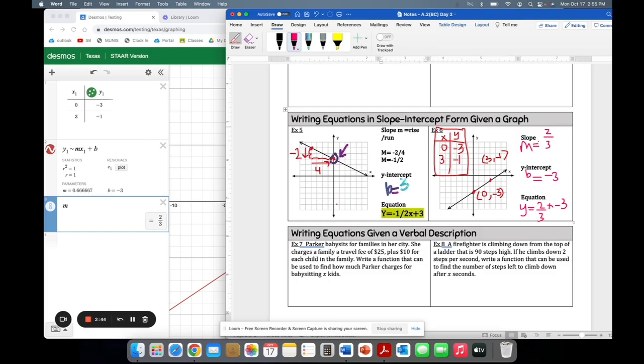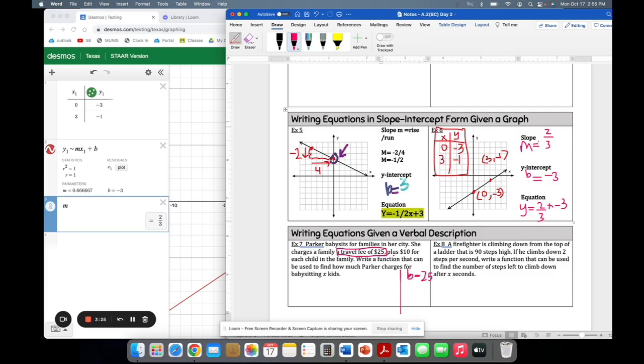The next part of the note says we are writing an equation given a verbal description. That means I have a word problem and I have to identify my slope and y-intercept and write the equation from there. It says Parker babysits a family in her city. She charges a family travel fee of 25. So this is what she's charging one time only. Travel fee can't be charged every time. So the one-time travel fee is $25. So you have the first piece of information, which is b. Your b, or the y-intercept, is 25.